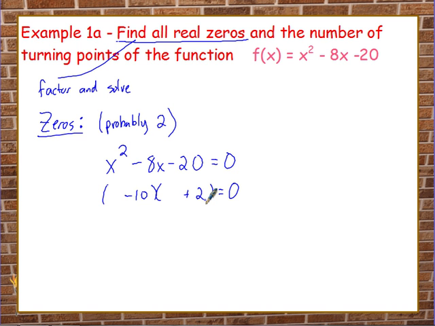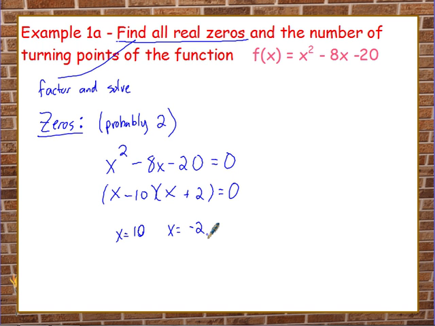Does that fit my criteria? Negative 10 times 2 is negative 20. Negative 10 plus 2 is negative 8. Good. And what's going to go up front? Just x. Just x. Just x. Could you solve this for me easily? What's my x going to be? And x equals to what?